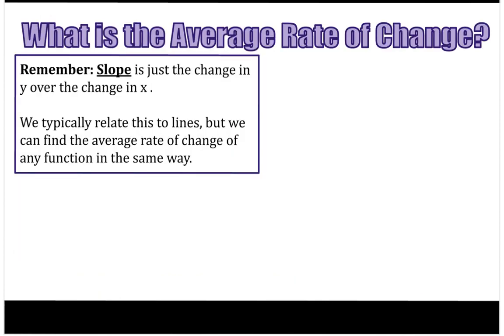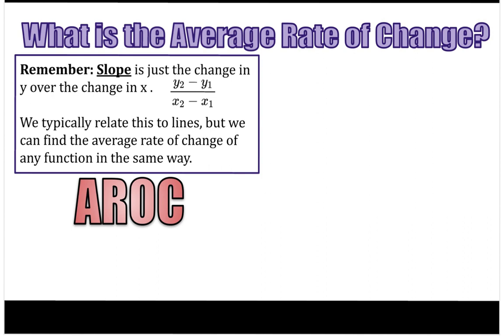The first time you really talk about rate of change or average rate of change is when you're talking about slope. And slope is just the change in y, y2 minus y1, over the change in x, x2 minus x1. Typically when we think about slope, we relate this to the idea of lines, but a line is just something that has a constant slope. We could find y2 minus y1 over x2 minus x1 as long as we have any 2 points. We could find the average rate of change, or the AROC, of any function over a given interval.